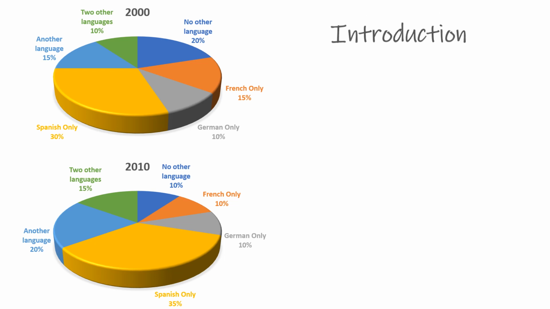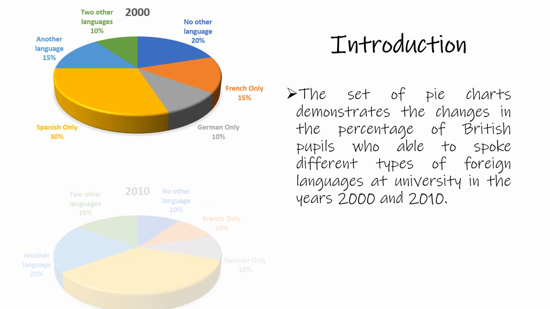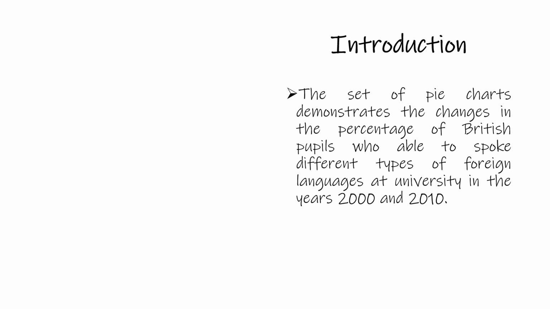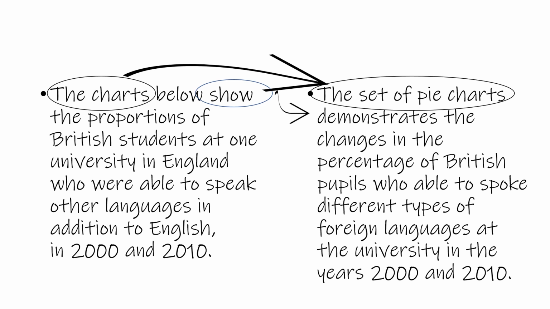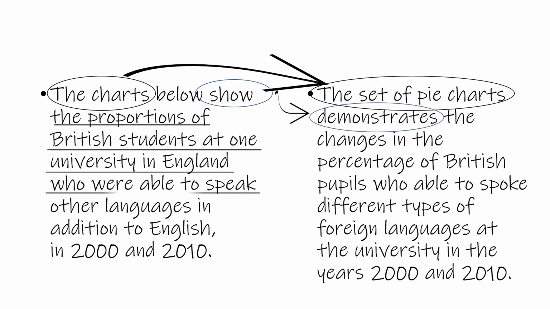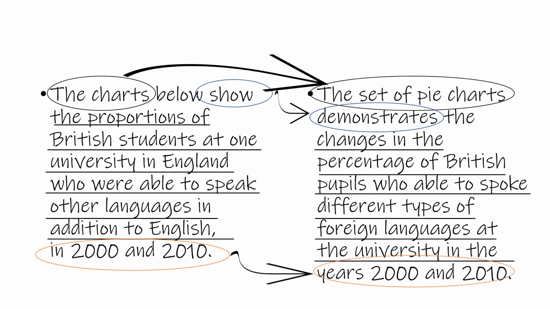And here is how I write an introduction. The set of pie charts demonstrates the percentage of British pupils who were able to speak different types of foreign languages at university in the years 2000 and 2010. Here, I replace the charts with a set of pie charts, and shows with demonstrates. In the final phase, I paraphrase the proportions of British students at one university in England who were able to speak other languages in addition to English, in 2000 and 2010, as the percentage of British pupils who were able to speak different types of foreign languages at university in the years 2000 and 2010. And yes, never write the word below in the introduction. All in all, you ought to use synonyms of words provided in the question.